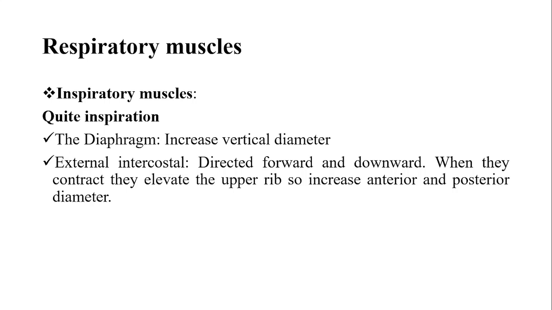And for this quiet inspiration, we need the diaphragm, which will increase the vertical diameter of the chest cavity, and the external intercostal muscles. The direction of these muscles, they are attached to our ribs, and the direction is forward and downward. So whenever they contract, they will elevate the rib because they will pull the rib forward and downward. So that's how they will increase the anterior posterior diameter of the rib cage or the chest cavity.